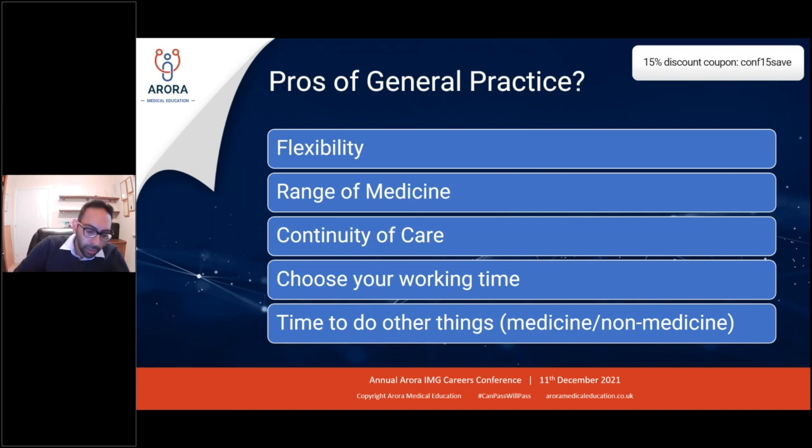So when you're in hospital medicine, the flexibility is there to some extent, part-time, full-time, etc., how you want to run your week. But there's no specialty where you have as much flexibility as general practice, in that you can do 7 days a week of general practice if you like, or you can do 1 day a week of general practice if you like.